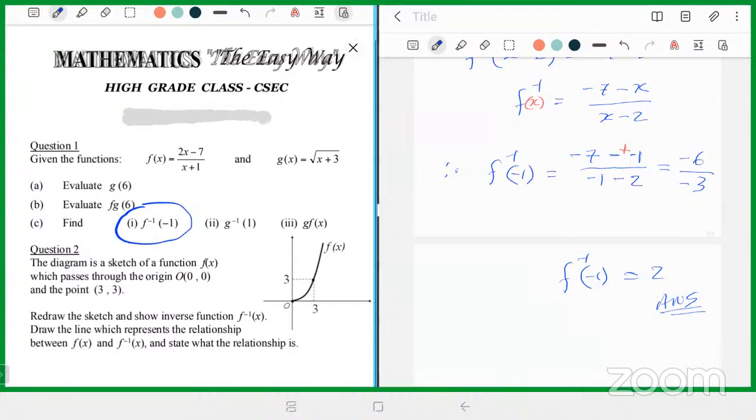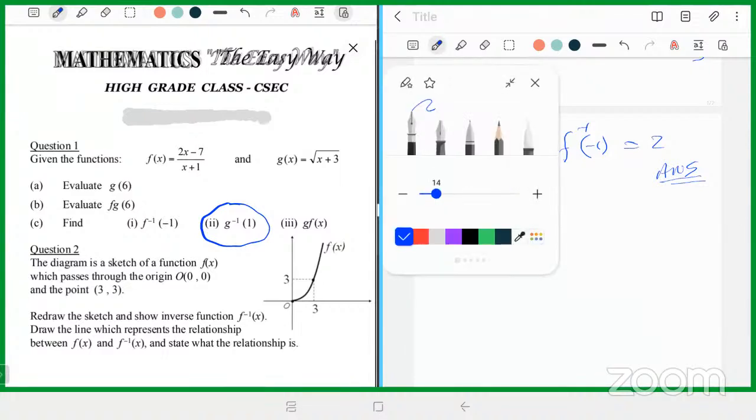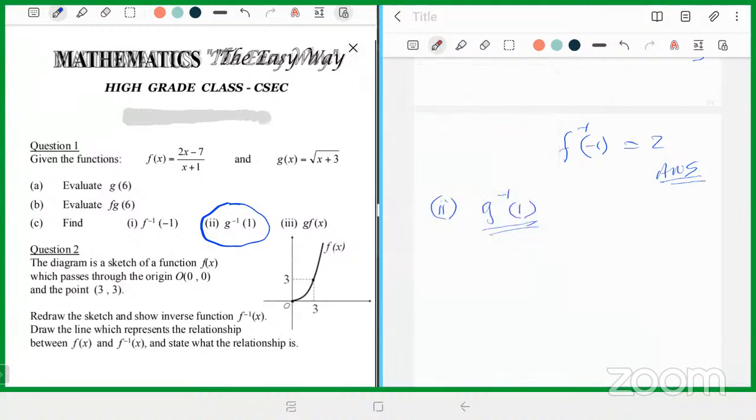Nice and easy. The next part wants us to find g to the minus 1 of 1. Let's write it down again. So for part 2 and section C, we're trying to find g to the minus 1 of 1. That's what we're trying to find. What's the steps? We're going to find g to the minus 1 of x first. Then we're going to put the 1 in it and do g to the minus 1 of 1.